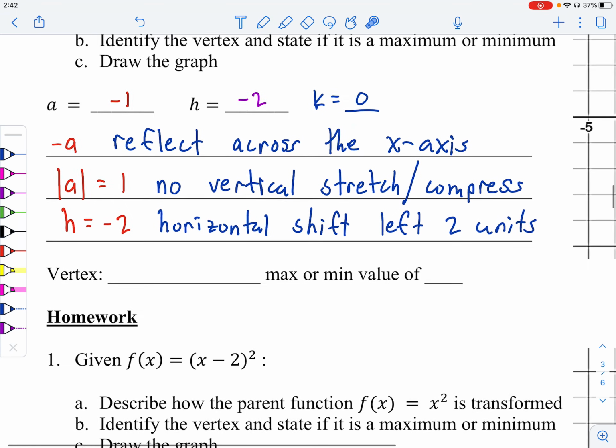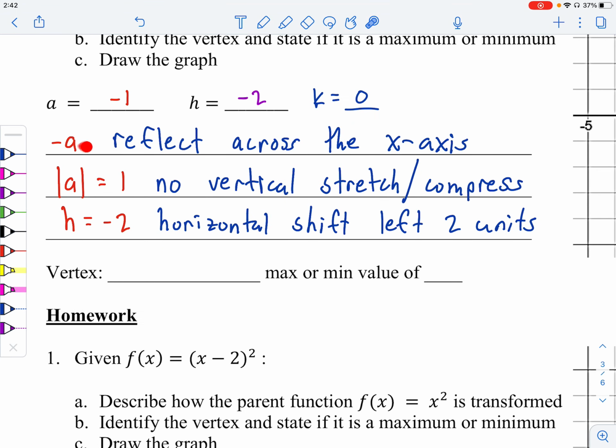And a reminder, we want to keep our information on separate lines, right? So this is one piece of information, reflect or does not reflect. This one is vertical stretch or compress or nothing. And this one is your horizontal shift. Next time we're going to add another line here. Each line has one piece of information on it, and keep those separated. So we get h, k as our vertex. Our h is -2, our k value is 0, and the y value of that is your maximum or minimum. This one reflected over, so it's going to be facing down, so it should be a maximum.